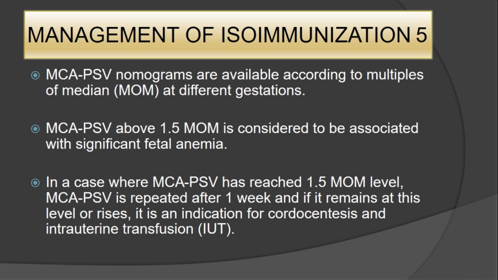There are nomograms for the measurement of the mid-cerebral artery peak systolic velocity according to the multiple of the median at different gestational ages. And the significant value is a value equal to or above 1.5 MoM, that is, multiple of the median. Any value higher than this is considered to be associated with significant fetal anemia. And if the value is less than 1.5 multiple of the median, we will continue to repeat it after 1 week.